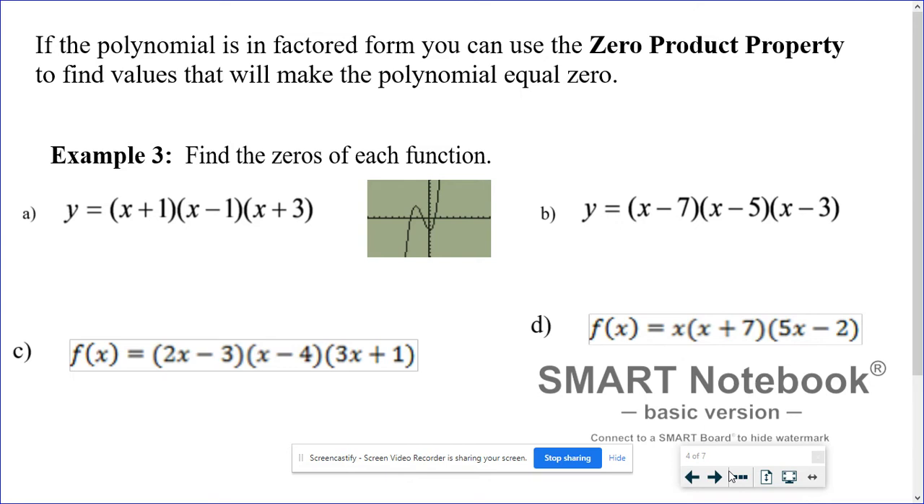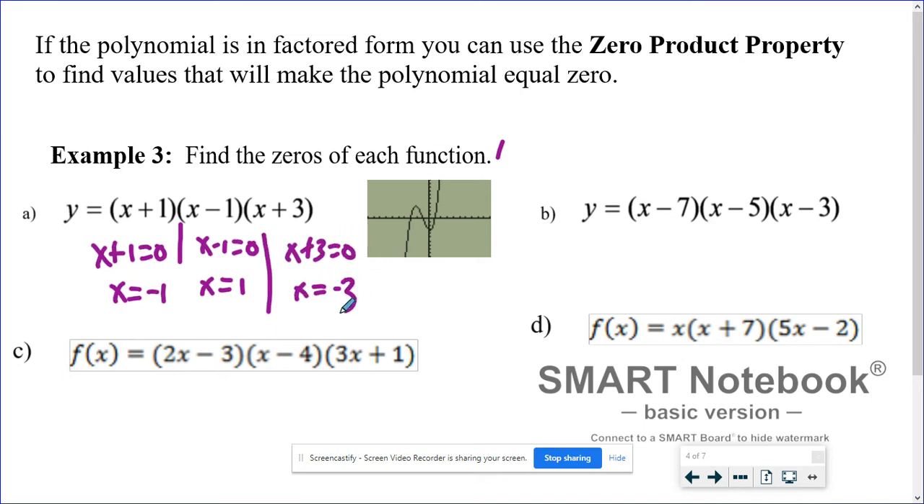If the polynomial is in factored form, you can use the zero product property to find the values that will make the polynomial equal to 0. So if it's already in factored form, you just take each factor, set it equal to 0. So your three zeros of the function are -1, 1, and -3. If you plot them, -3 is there, -1 is there, 1 is there, and you graph it on a graphing calculator, those are the zeros, but the curve is just going through all three.